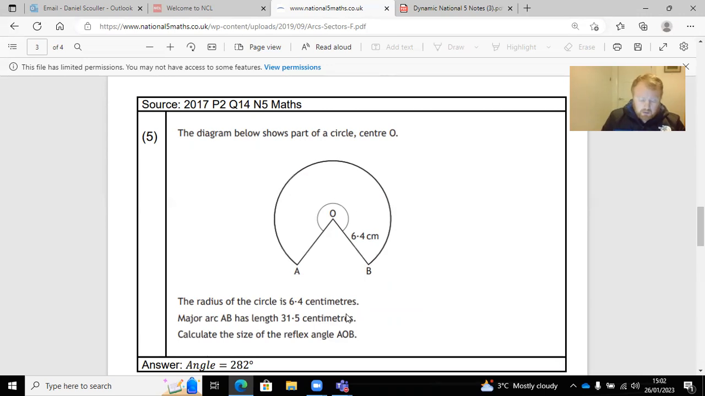So if you want to write down paper 2017, paper 2, question 14, don't try and draw it out. And then that one.